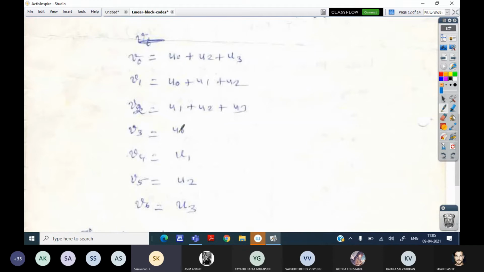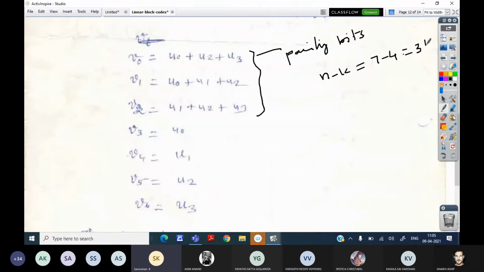The last 4 bits are going to be my message bits only, U0, U1, U2, U3. So what are these first 3 bits? They are parity bits. Parity bits or check bits, both are the same. We are generating 3 parity bits because n minus k is 7 minus 4, which is 3. So V0 to V2 are parity bits, whereas V3 to V6 are U0 to U3 only, the message bits. So it is a systematic code.